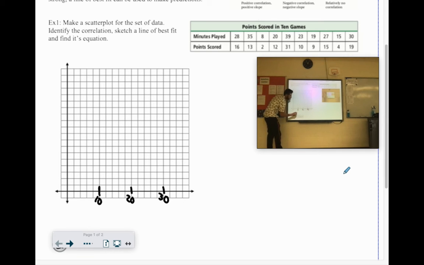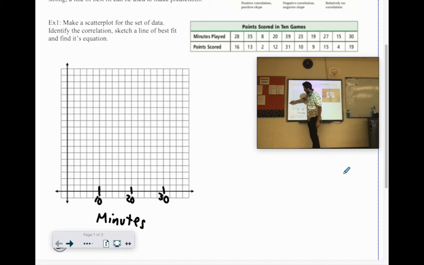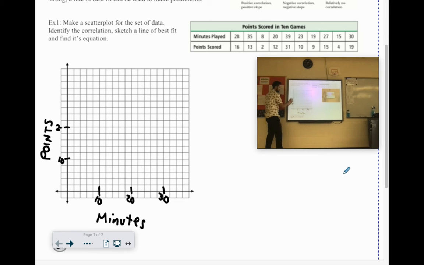So we're going to label it. This is my minutes played. I'll just put minutes. And then the points will be our y. And again, it's 19 of them. My points go up to 31, so I'll just go by 2s again there. 2, 4, 6, 8, 10, 2, 4, 6, 8, 10, 20, 2, 4, 6, 8, 30. There we go. So just putting points on the graph.